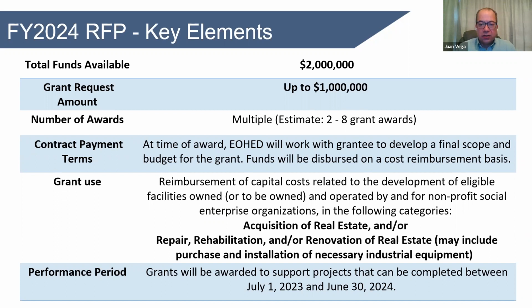The total funds available for the FY24 round is $2 million. The maximum request that an applicant can make is up to $1 million for a single project. We anticipate, depending on the number of applications we get, anywhere from 2 to 8 grant awards to be made in this round.